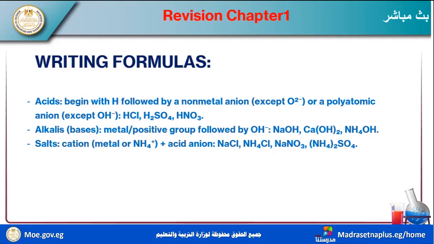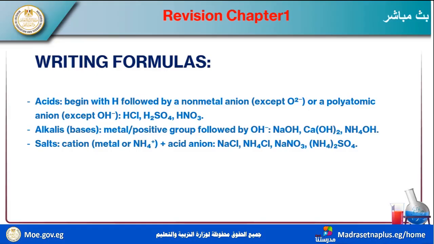Acids begin with hydrogen H, followed by non-metal anions like HCl, HBr, HI, HF. These acids are called hydrochloric acid, HCl, hydrobromic acid, HBr, hydroiodic acid, HI. And we have polyatomic groups, HNO3, nitric acid, H2SO4, sulfuric acid.